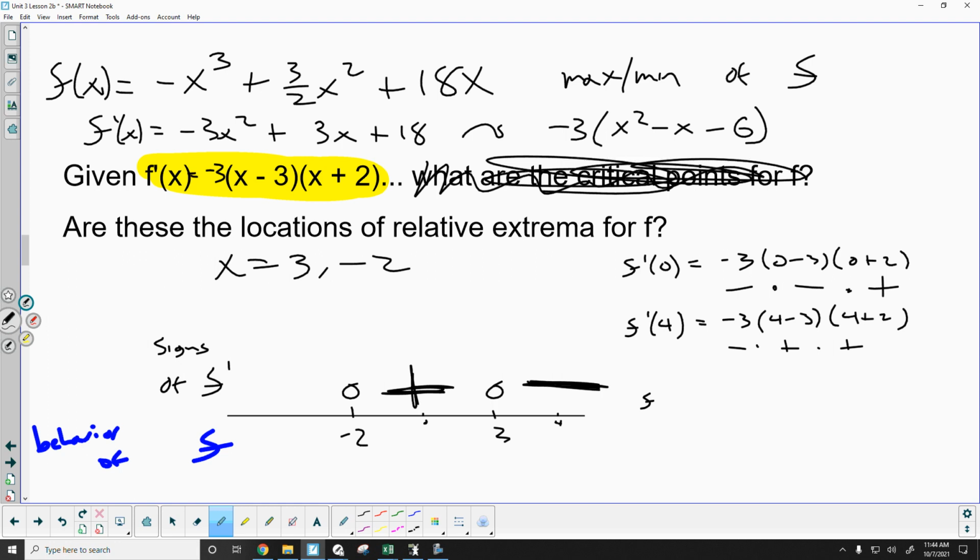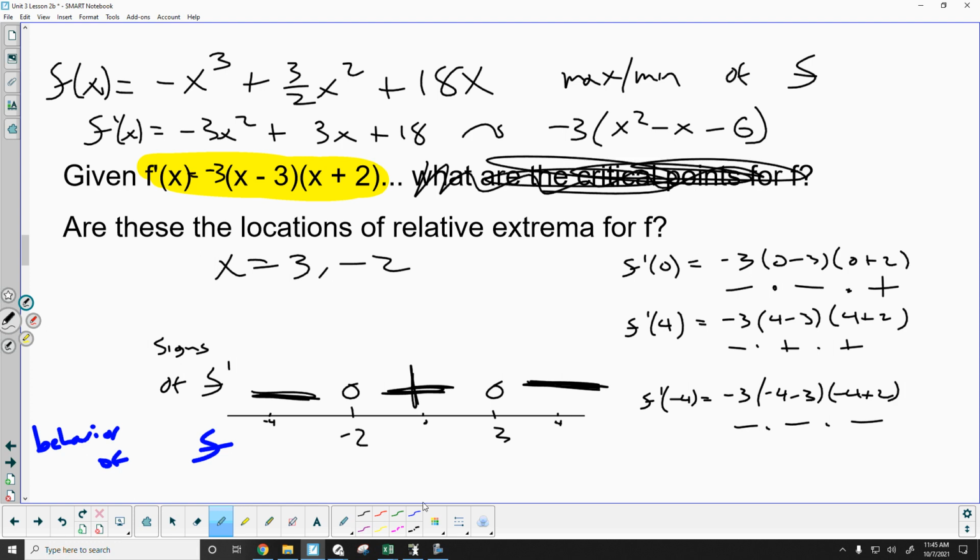I'm testing at, I don't know, negative 4. Negative 4 is over here. Do I care? Like about the value? No. That's why it's so tiny and it doesn't matter because it's just a sign test. Negative 4 minus 3, negative 4 plus 2. Negative times a negative times another negative. Negative times a negative is a positive. Times a negative is a negative.